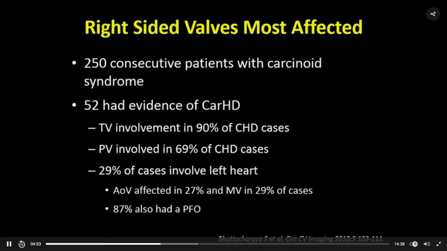In those patients with left-sided heart valve disease, 87% of them also had a PFO, and that's believed to be the mechanism by which the left-sided valves are affected because the vasoactive substances bypass the inactivation in the lung.